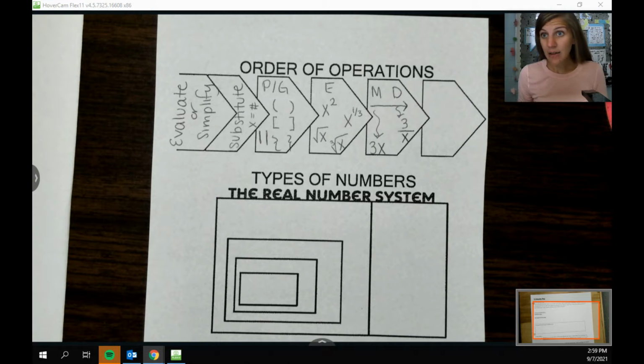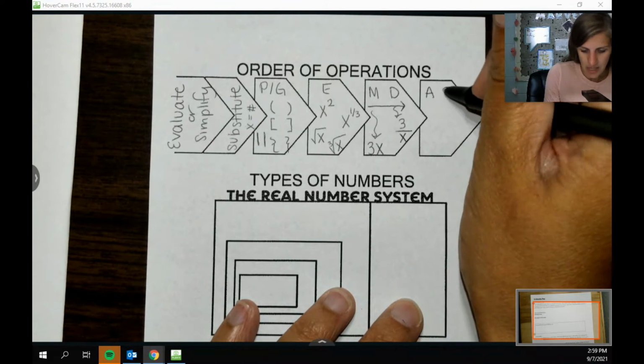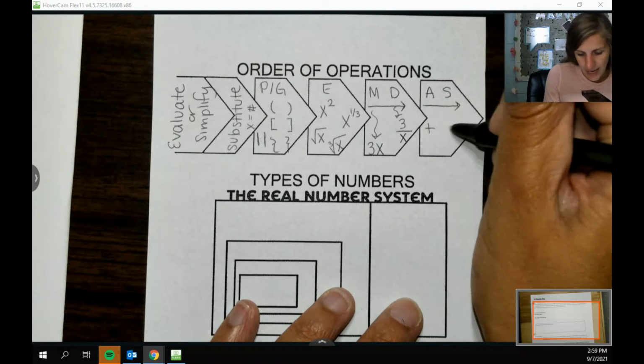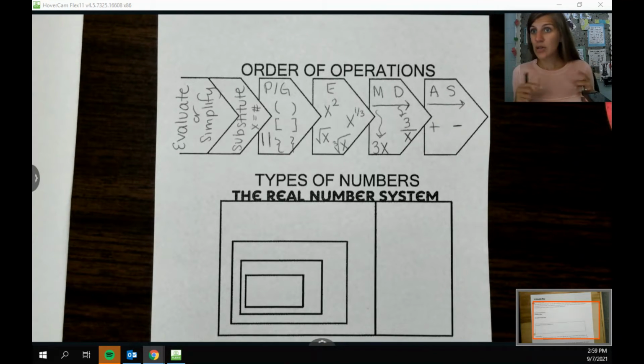And then the last thing that we have to look for to evaluate is addition and subtraction. And again, it's advised to do it from left to right, but you don't really have to. As long as you take the sign in front of it, you can kind of do it in any order you want. Again, just being careful to take the sign in front of it.